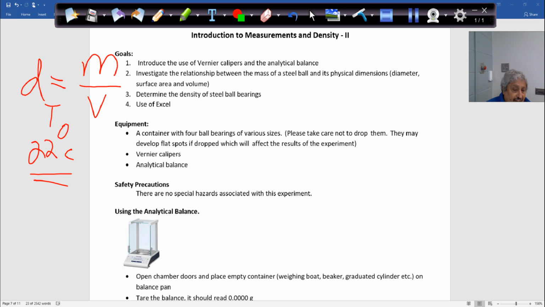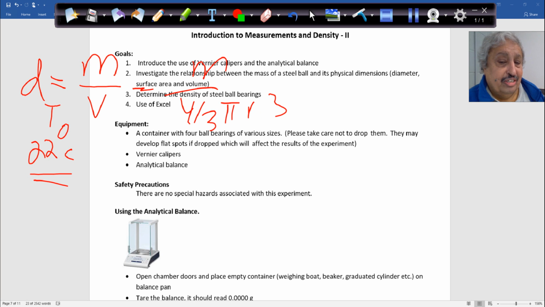And then the volume of this is what? Those are spheres, correct? And everybody knows how to get the volume of a sphere? You need the volume because it's mass over volume. So what is that formula? 4/3 pi r cubed. That's correct.